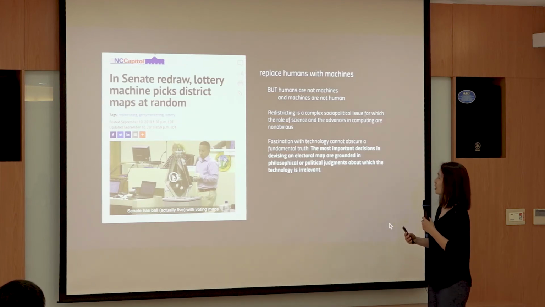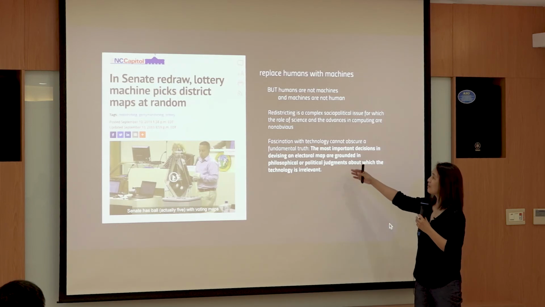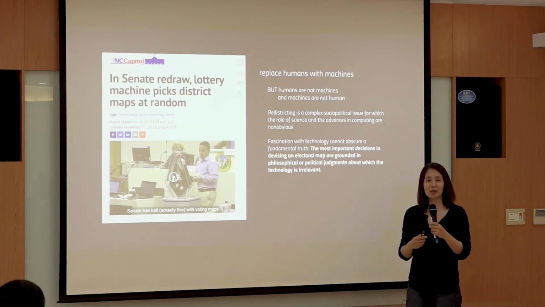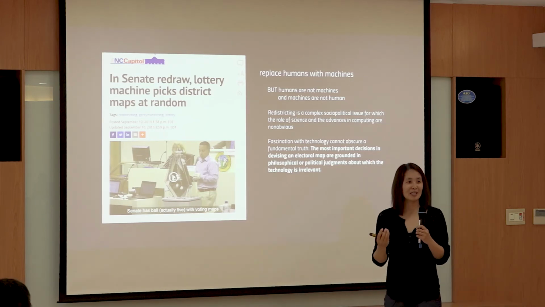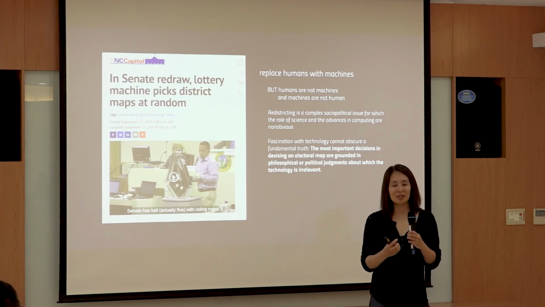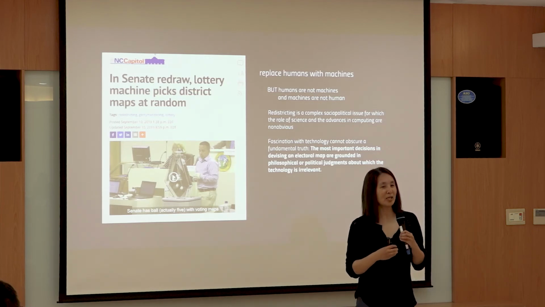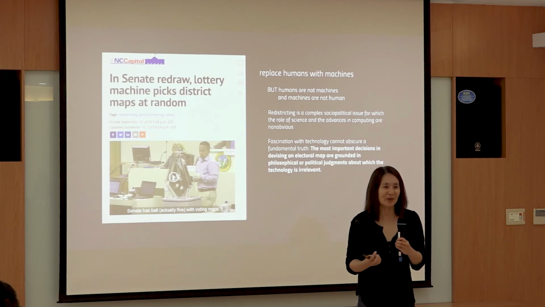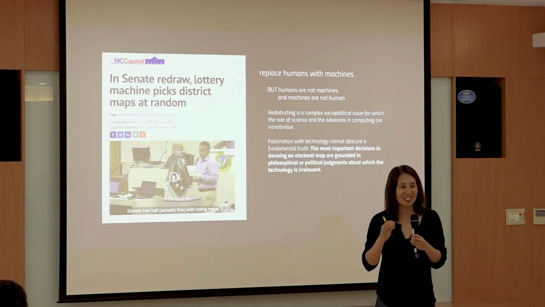And what you want to do with a computer is not make philosophical or political judgments about what it means to fairly represent a society in Congress, right? So in the United States, you know, what is fair? That's not a computer question. It's a human question, right?